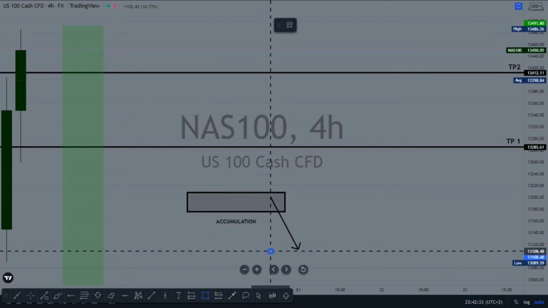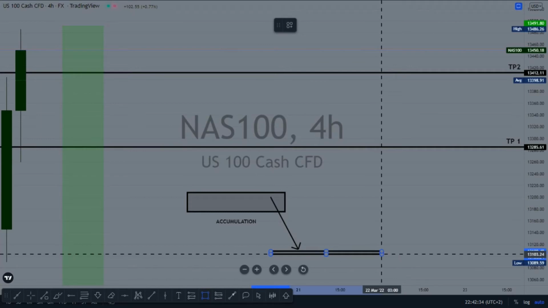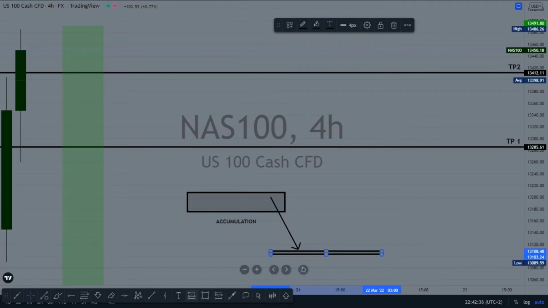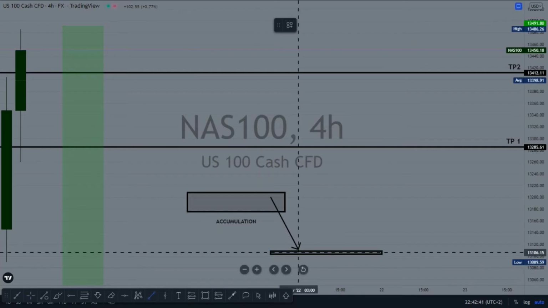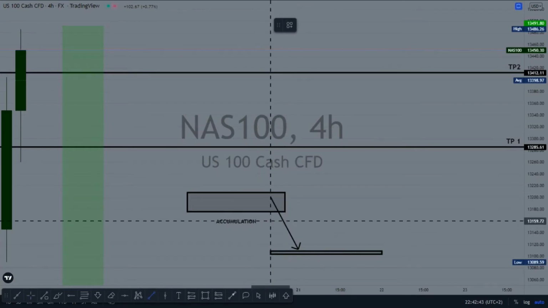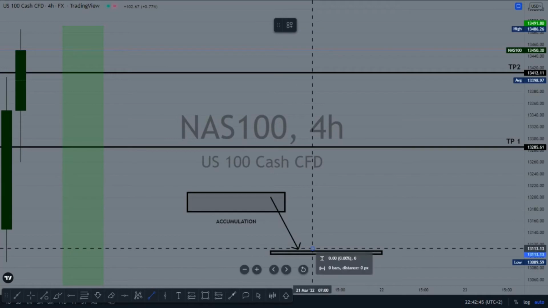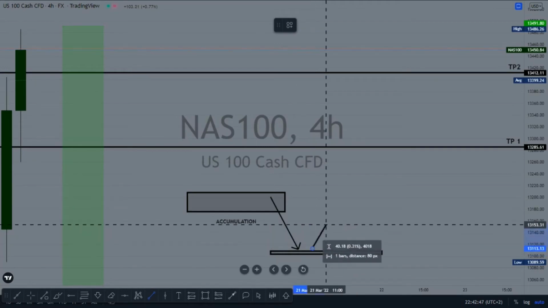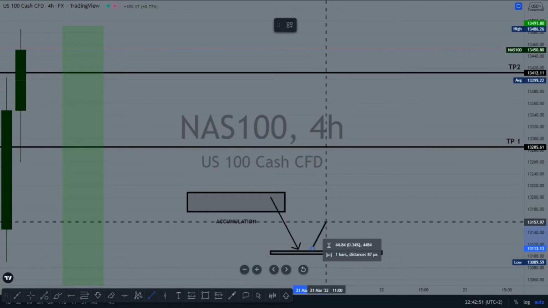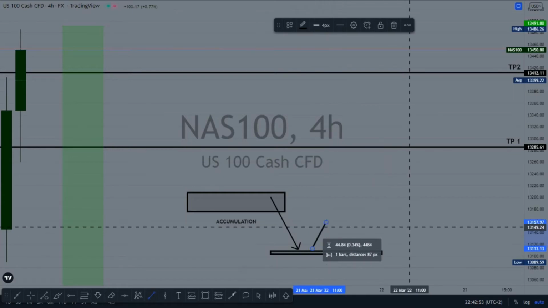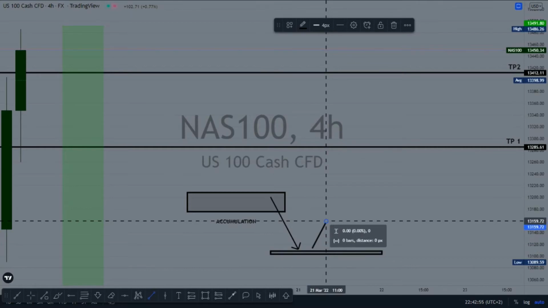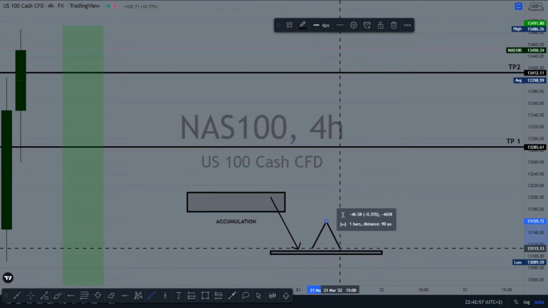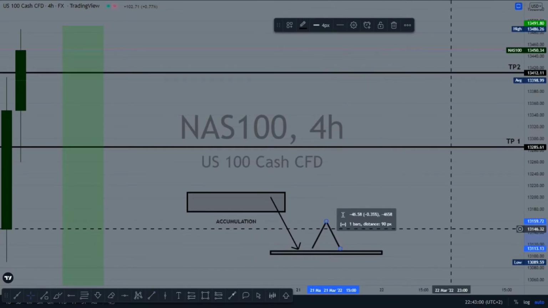The market gives us the low of the day, and then the market moves away from the low of the day because retail traders are now tripped. They go the wrong direction. So after the low of the day the market goes up, and then again the market comes down to the low of the day.